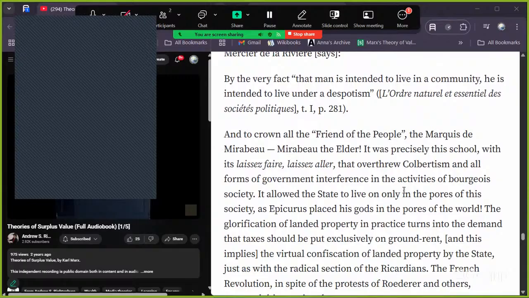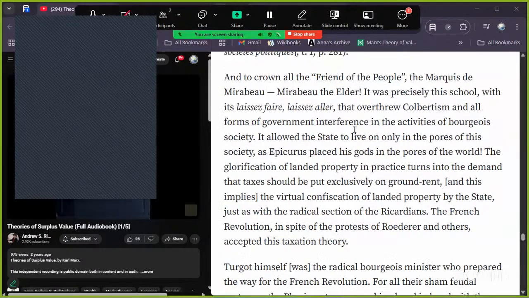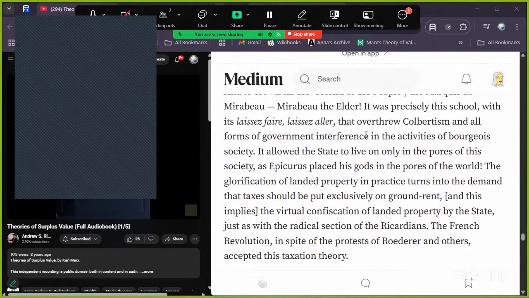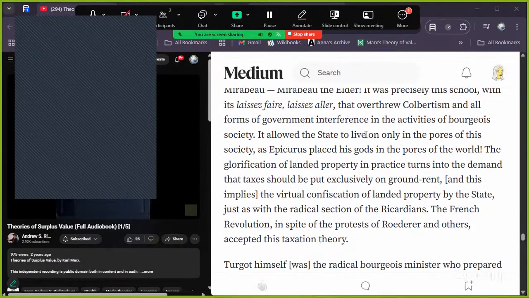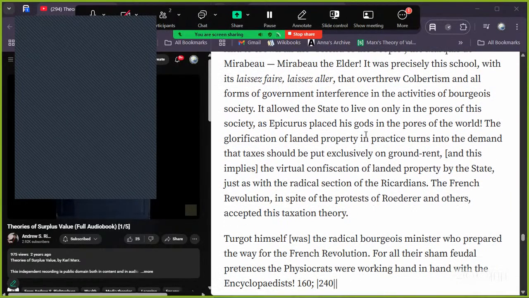Mercier de la Rivière says, quote, "By the very fact that man is intended to live in a community, he is intended to live under a despotism." End quote from the Natural and Essential Order of Political Societies. And to crown all, the friend of the people, the Marquis de Mirabeau the Elder.